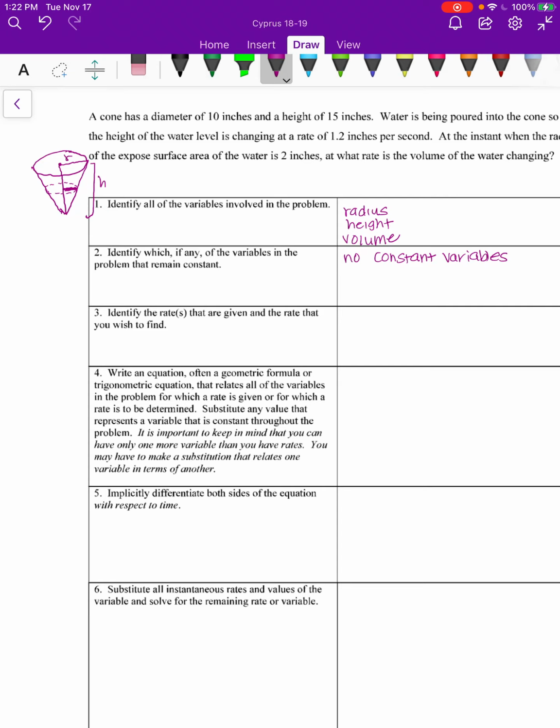Okay. Identify the rates that are given and the rate at which you wish to find. Well, we know the rate at which the water level is changing. That's dh/dt, and it's 1.2 inches per second. They want me to find the rate at which the volume is changing, which is dV/dt, in inches cubed per second.